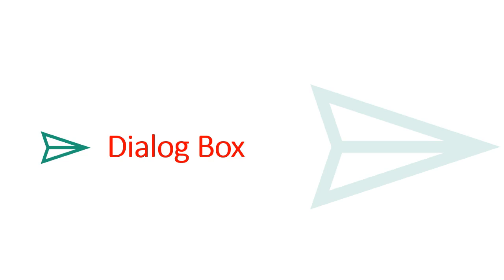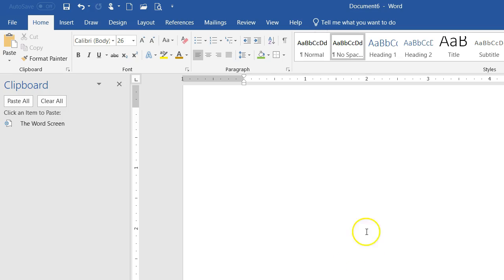A quick video about dialog boxes. A lot of the commands that we need to use in our programs are in the ribbon. However, there are some additional commands that you can use that are hidden in what we call the dialog box. The dialog box is this little arrow in the corner of certain groups.